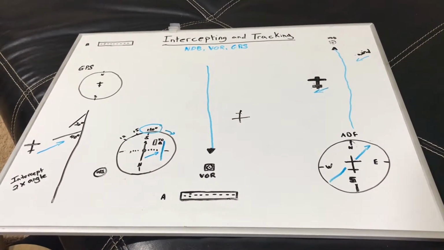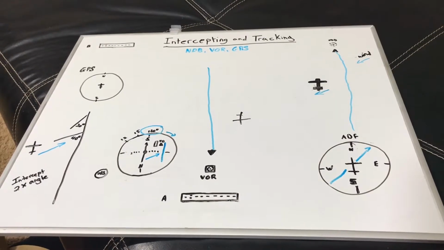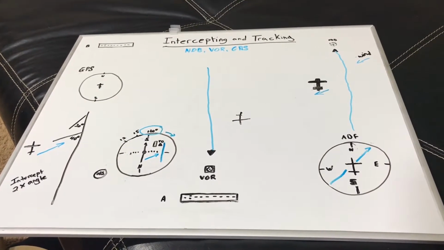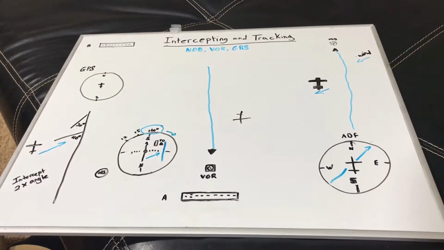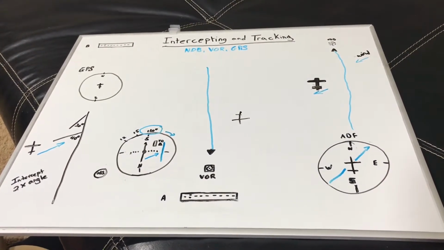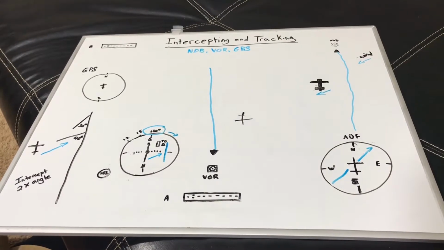When you get to the station, you're going to have a course reversal of the needles. That's going to indicate that you're directly over the station. Also, you have to be careful not to chase the CDI. It's going to become very sensitive as you get closer to the VOR station.